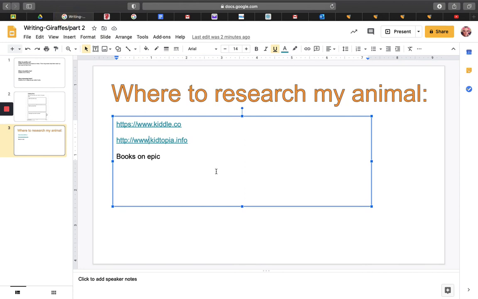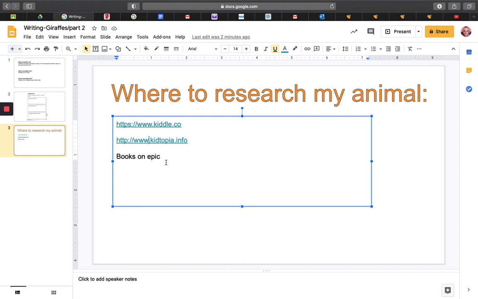You may have chosen a different animal. You can also look on Epic. So if you use your iPad, get on Epic. Epic is full of tons of nonfiction books about animals. And some of those books will even read the information to you. So your app Epic on your iPad is a great place to find informational books.